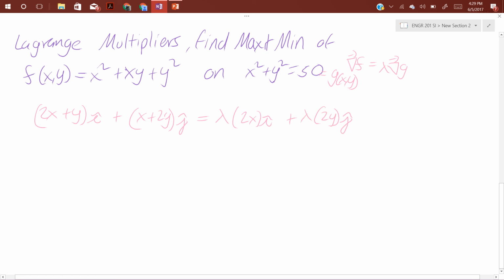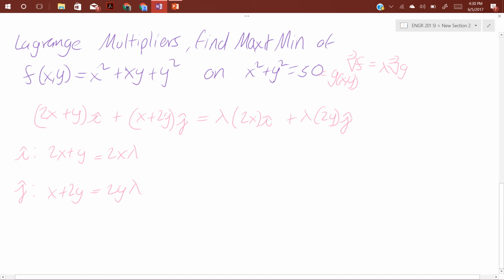Alright, so we have to set up two equations from this. We'll set up an i equation and a j equation. The reason why I do that is because you can only combine your i's and your j's together. There's nothing that's going to allow you to add your j component to your i component because they're perpendicular to each other. So from the i's, we'll have 2x plus y equal to 2x lambda. For your j, we have x plus 2y equal to 2y lambda.